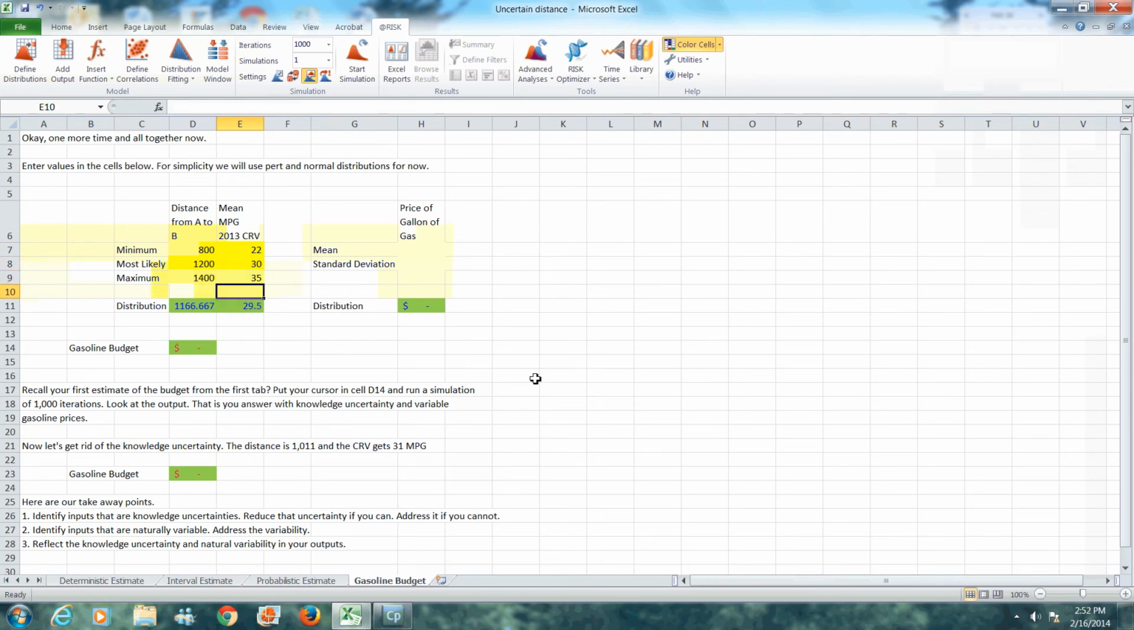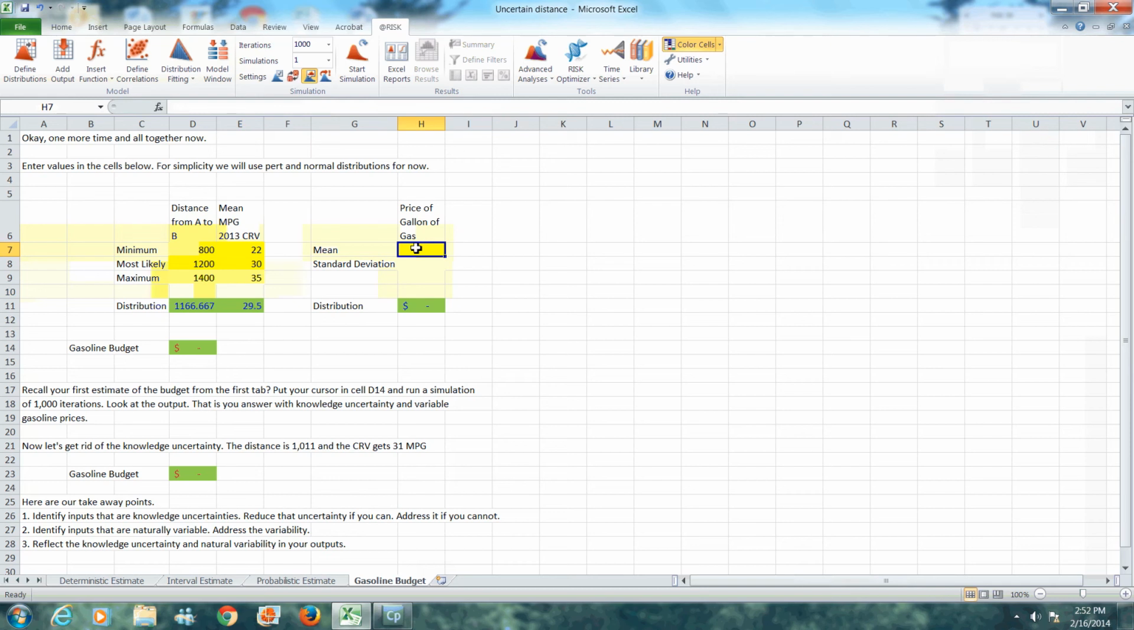Now in the green cells below, I am using distributions, just like those PERT distributions that we used before. So these two values in this calculation, these are matters of knowledge uncertainty. They are facts. There is a rated mileage, mean miles per gallon for this car. There is a fixed distance from point A to point B. Now let's move over here to the price of gasoline. The price of gasoline is different. It's variable.